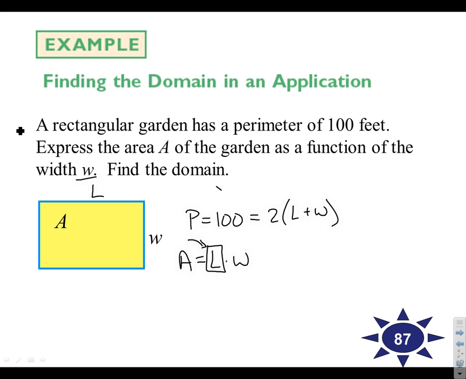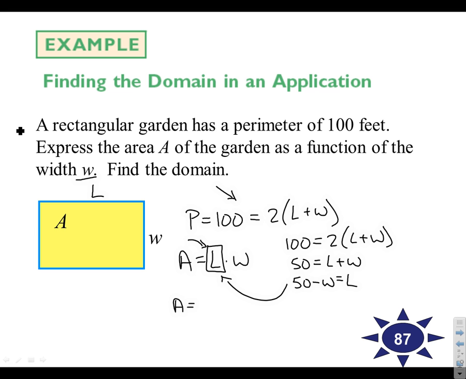So up here, we're going to get L all by itself and W on the other side. So let's rewrite this. 100 equals 2 times L plus W. So 50 equals L plus W. And so 50 minus W equals L. Let's substitute that in. So the area equals 50 minus W times W. And we have an equation, a function for area in terms of W. So W is the only variable we see. 87 is yours to try.